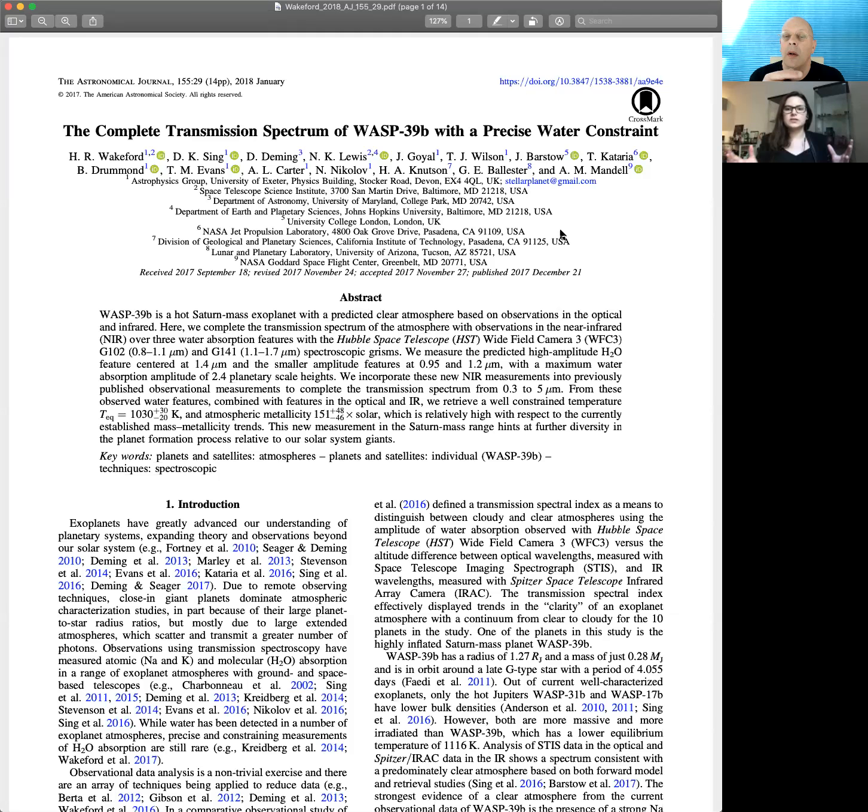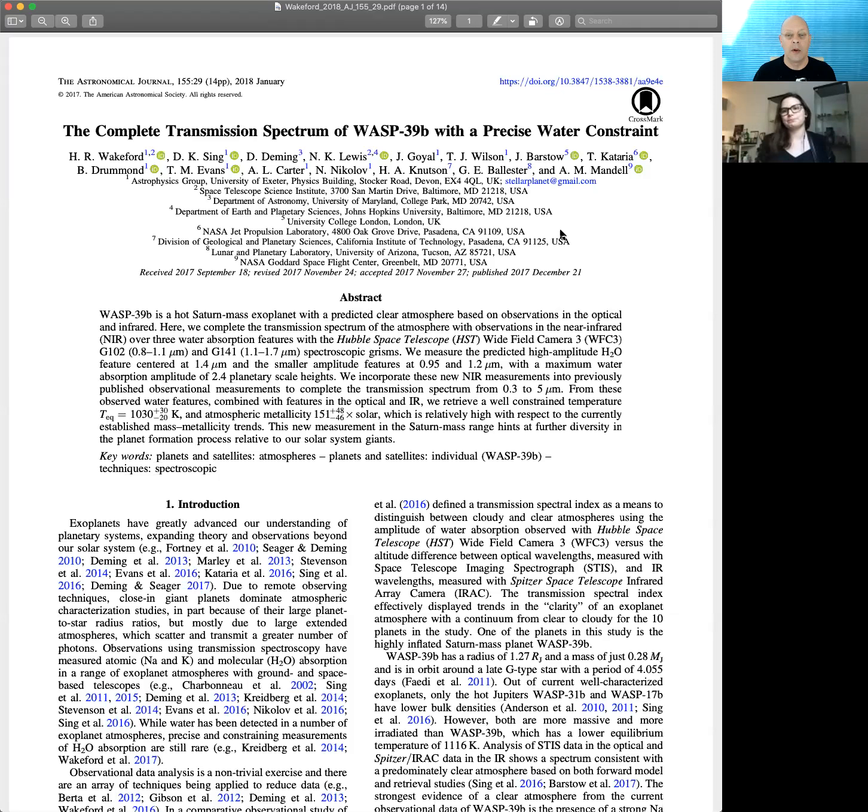So we use this over a large wavelength range. So with the Hubble Space Telescope, we can go from the optical to the near infrared. And we also use the Spitzer Space Telescope to get 2 observations in photometry out in 3 microns and 4 microns. And that gives us a nice big picture of the absorption signatures in the atmosphere of this planet.